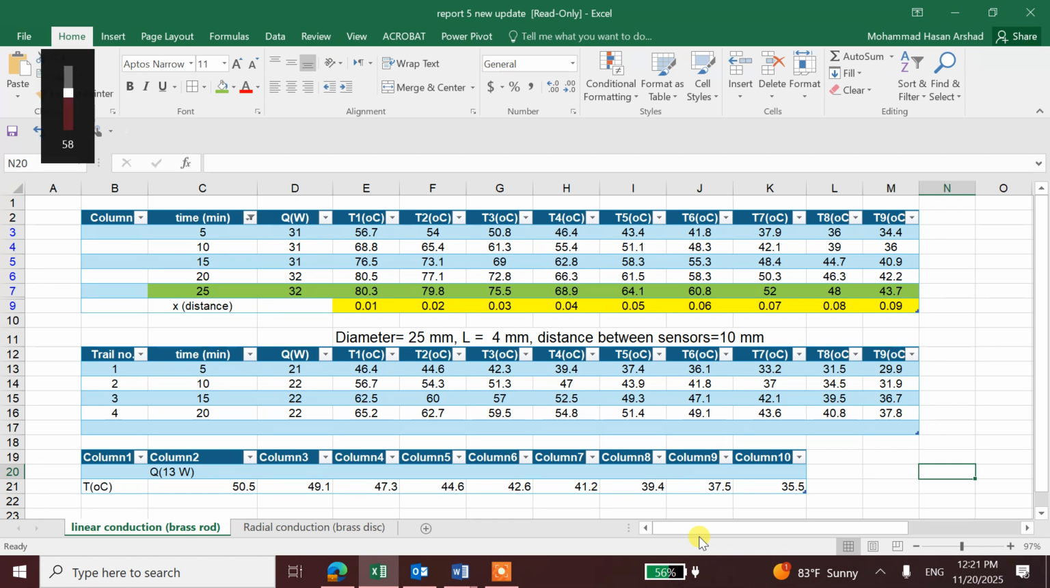Welcome all of you. I'm going to show you how to do the calculation for the conduction experiment. I will do it step by step.